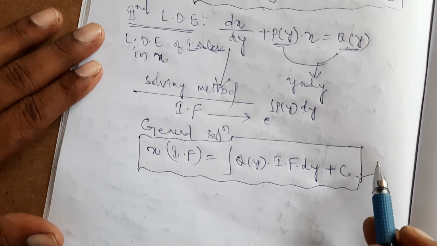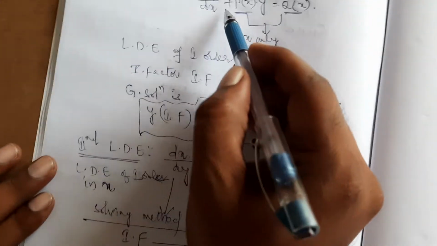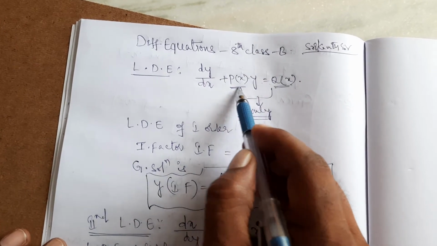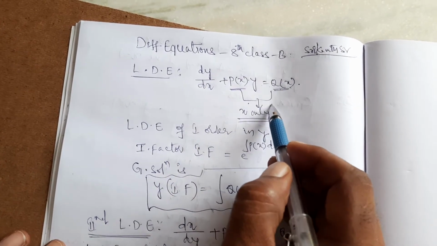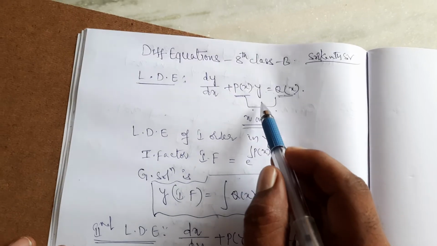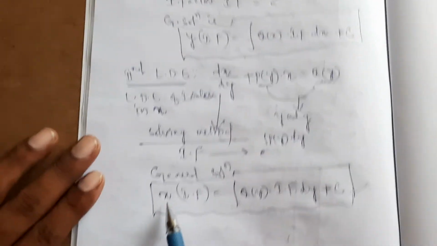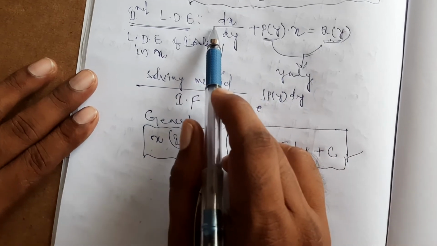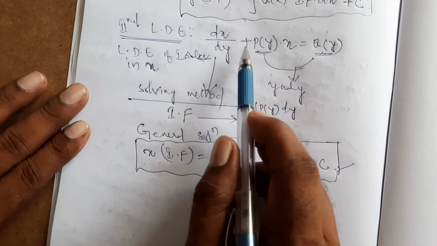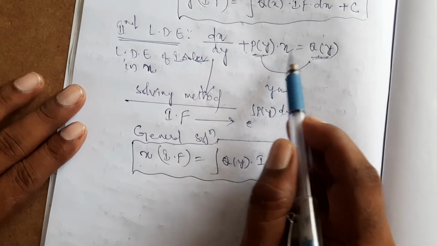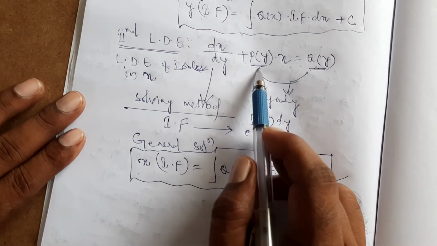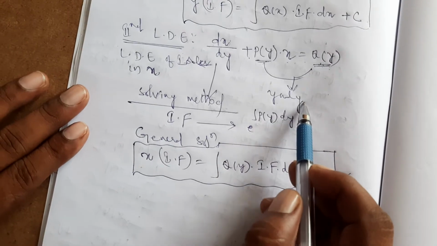The first one is dy by dx plus p of x into y equal to q of x, where p of x, q of x are functions of x only. But the second is the reverse. That means instead of x, y is there; instead of y, x is there. The second linear differential equation is in the form dx by dy plus p of y into x equal to q of y, where p of y, q of y are functions of y only.